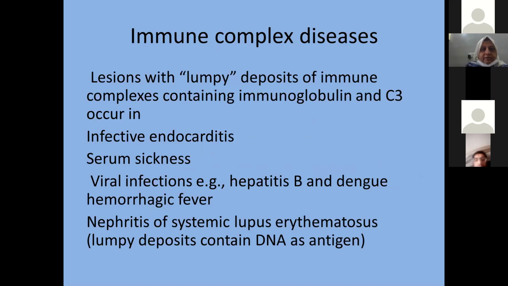Now, these immune complexes deposit in various sites and they can cause various diseases. And this is a very important clinical aspect for you to understand, like infective endocarditis, serum sickness, and certain viral infections like hepatitis B and dengue fever. These immune complexes are there.